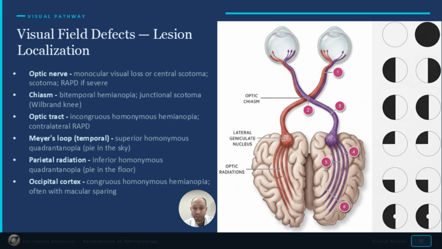hemifield defect. When we get to our optic radiations, since they run on different lobes of the brain, we can either get a pie in the sky, which is our medial lobe, or we can get a pie on the floor, which is a parietal lobe. If we damage the optic radiations at the end, where we have the occipital cortex, we typically knock out the peripheral vision, but frequently the central vision is spared thanks to the middle cerebral artery.